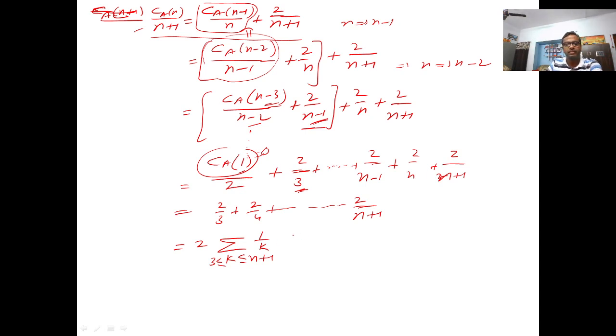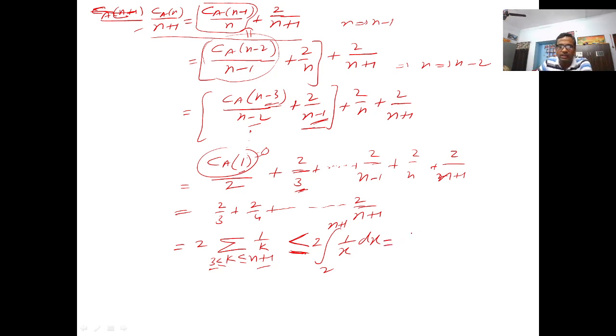Done. Now we can just replace this value by an integration which starts from 2 and ends at n plus 1 and which is equal to 1 upon x dx. Can we do this? It is going to be lesser than or equal to this. Why? Because it is starting from 2 and ending at n plus 1, while your summation was starting from 3 and was ending at your n plus 1. Along with this, 2 will remain the same. Is it fine? It is going to be lesser than or equal to this integral term.